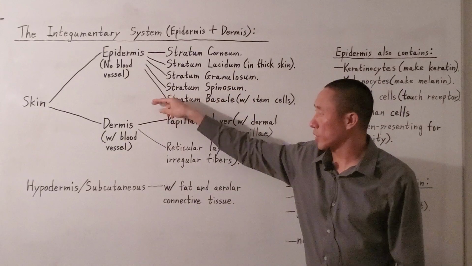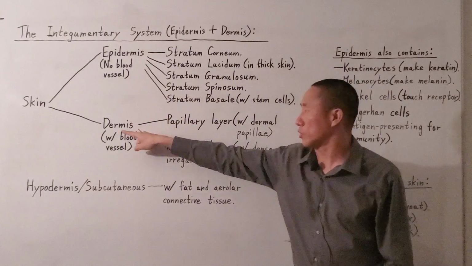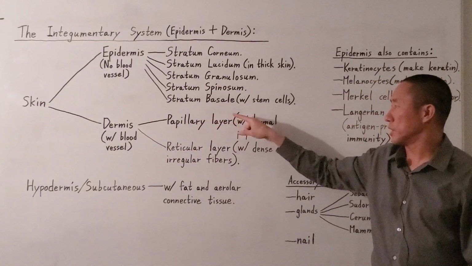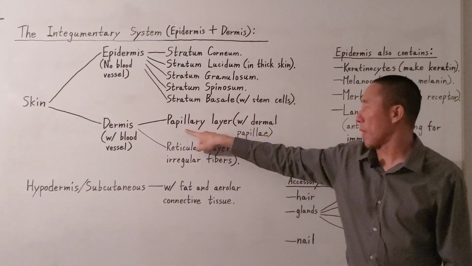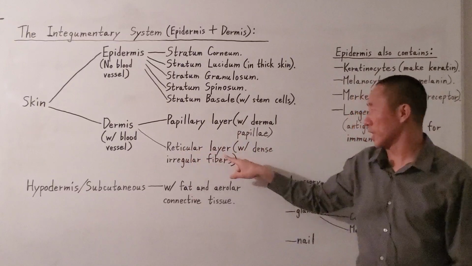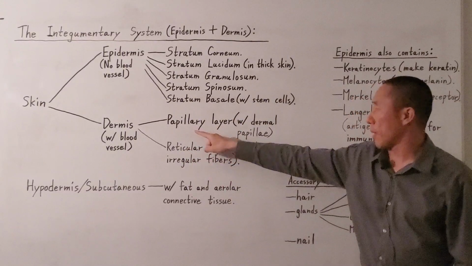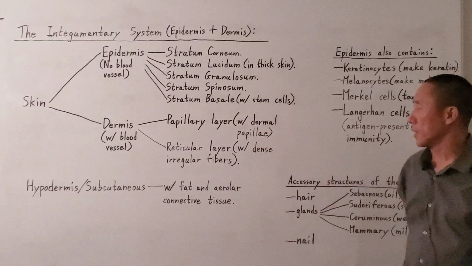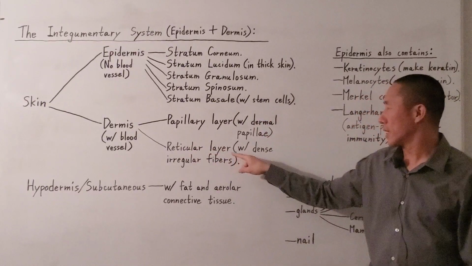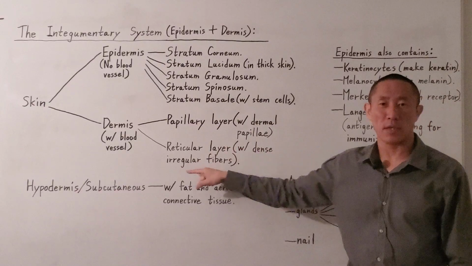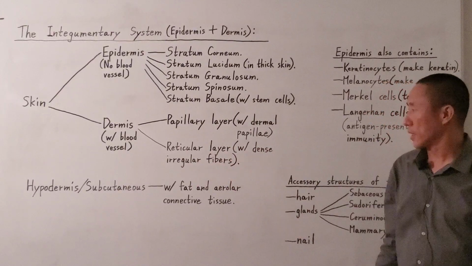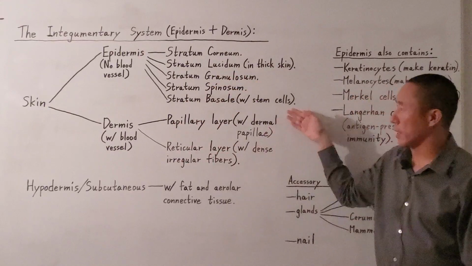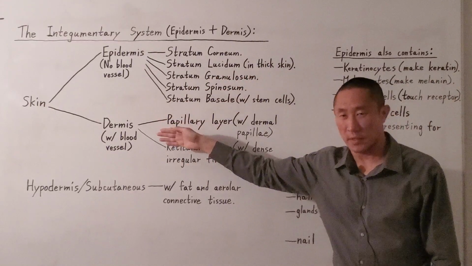Now, if you go further down, deeper, then you get the dermis layer, and the dermis layer is separated into 2 layers: the papillary layer and the reticular layer. Now, the papillary layer has dermal papillae. Then the reticular layer has a lot of dense irregular fibers. Now, that's the general layout of the skin.